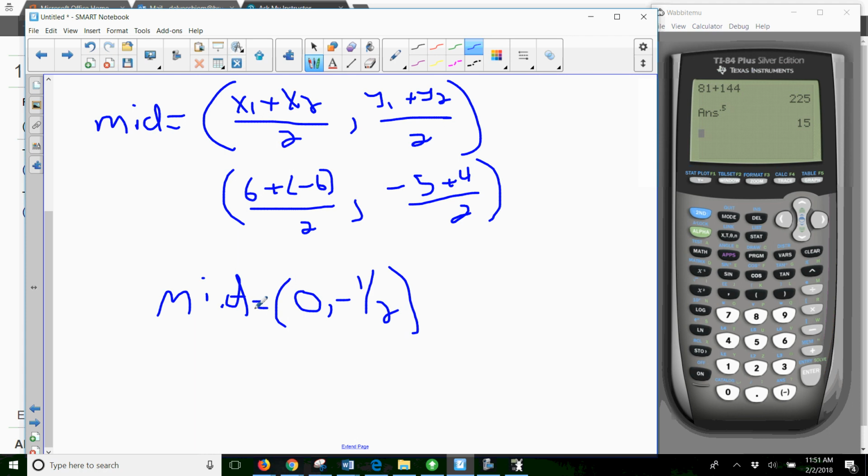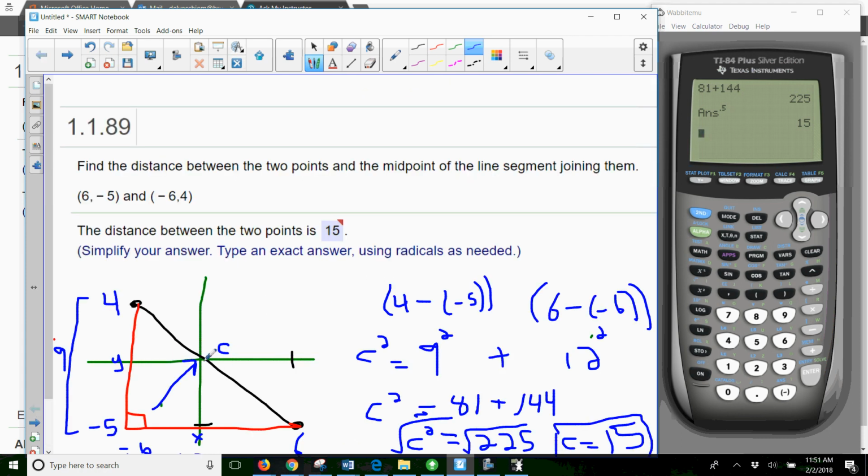And we can see that on our graph. Let's go back to the first page. So (0, negative 1 half). Well, I guess it would be about right here. If I could have drawn it right, it would be (0, negative 1 half). So it actually is on the y-axis.